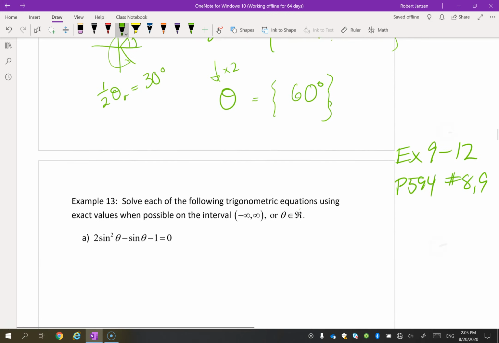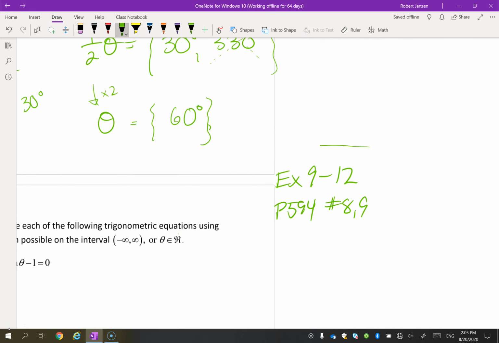All right, so there are some questions to do for double, triple, half angles. And we'll get into doing some more that are a little bit more complex next time.